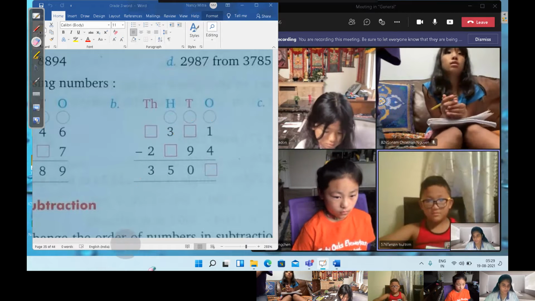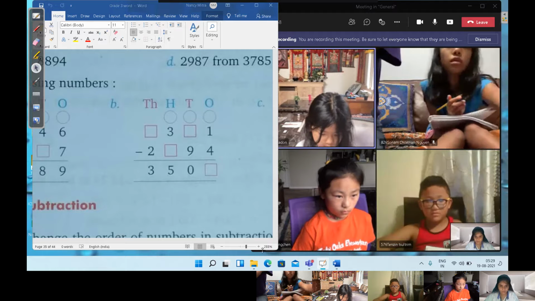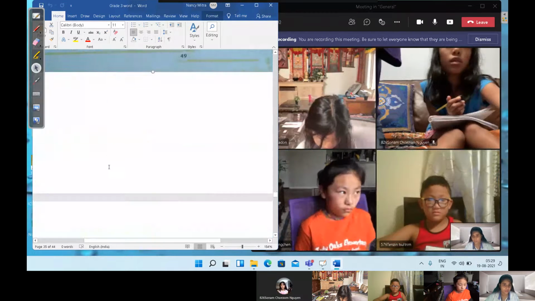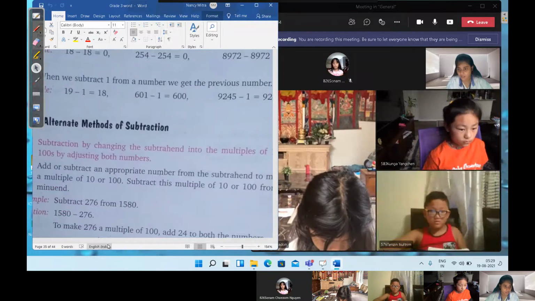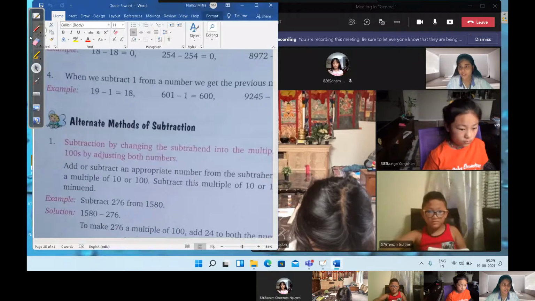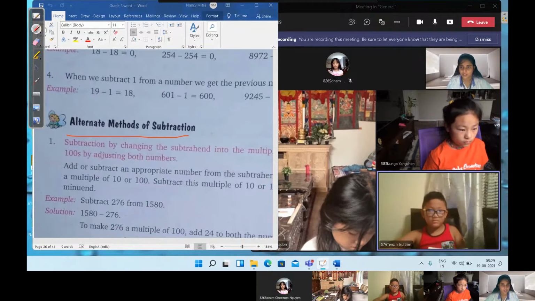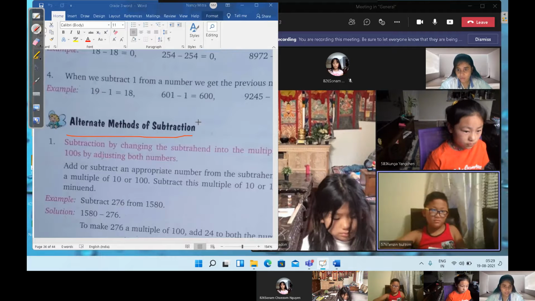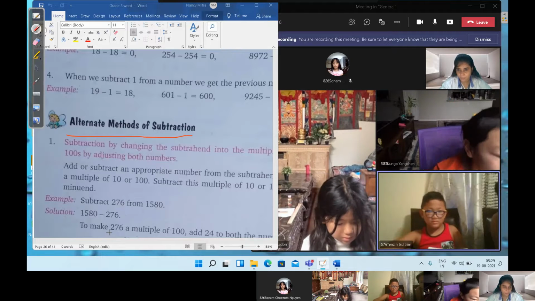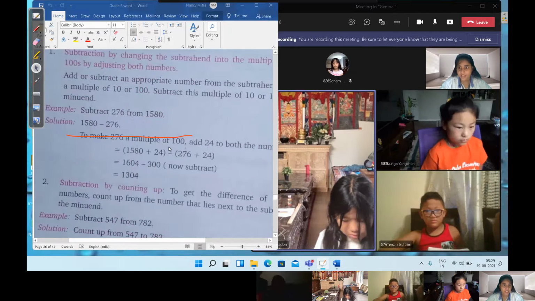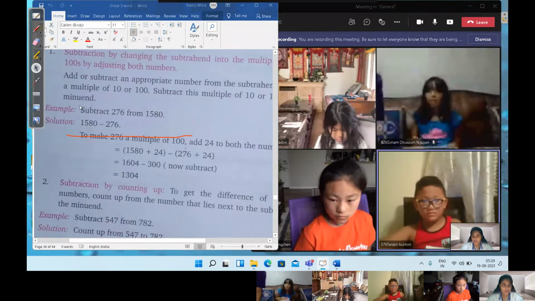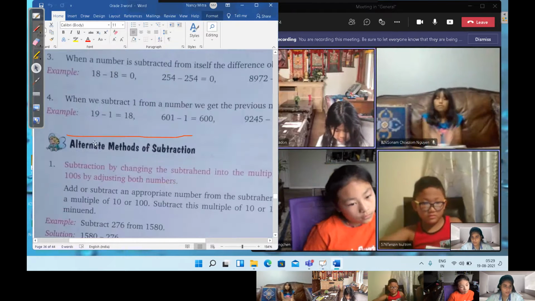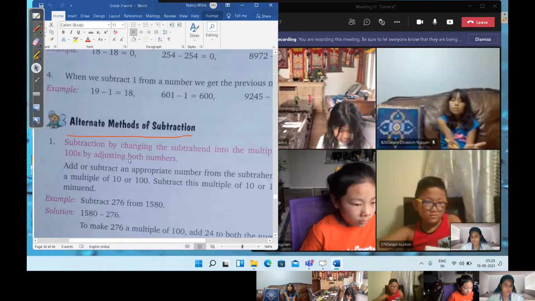Let's solve the next thing. Okay. So let's study about the alternative method of subtraction. The second method. Let's talk about the method today. You can see here is an example to solve the question. Alternative method of the subtraction.